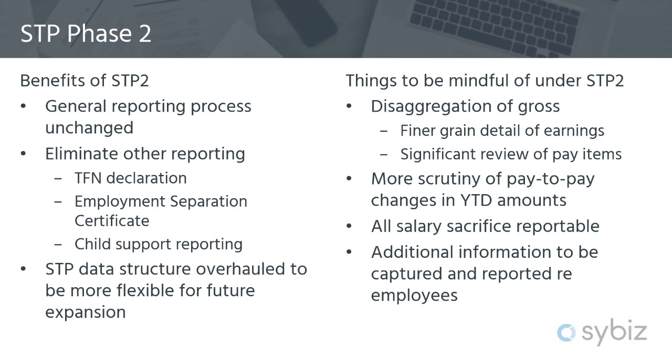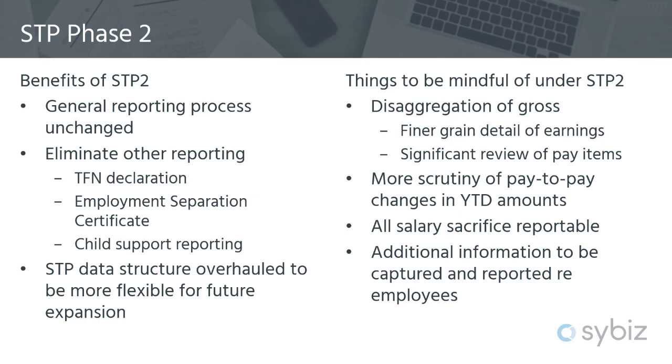So one of the buzzwords, it's a horrible phrase again, but disaggregation of gross. All that means is that at the moment you're basically saying the gross earnings are a single figure, and then you're treating allowances separately under normal STP1 reporting. But under STP2, you're going to be providing a lot more information as to the breakdown of those gross earnings, and there'll be more information coming out regarding the kind of pay items that you'll need to set up. The reason you'll probably need to set up new pay items is that currently you may have pay items that you can use for different purposes.